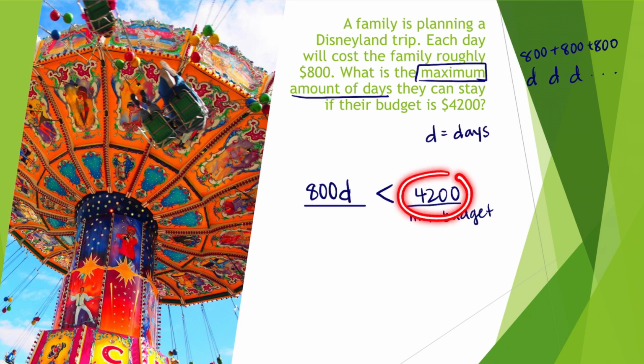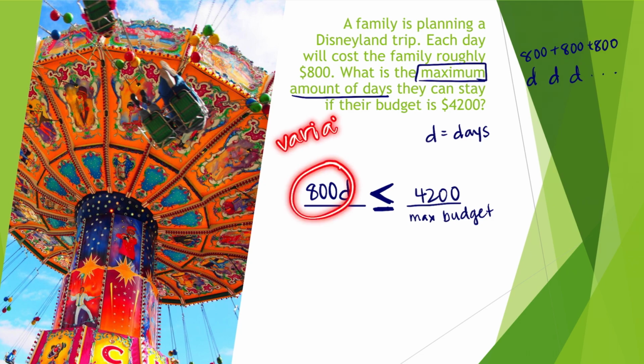The 4,200 represents my budget, and it is equal to... that's my bad, I forgot to include that. It's less than, or it's the variable. I always use a variable on the left side. The variable is less than or equal to, because this is a maximum budget. And it's 800D because it's 800 times the amount of days. And then from here, I can just solve it.